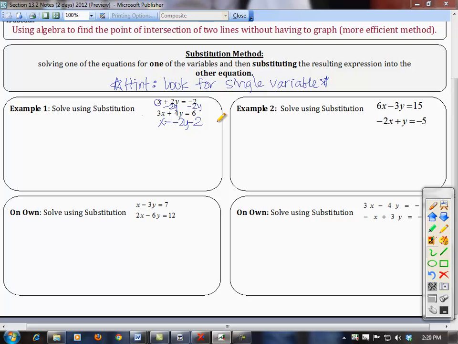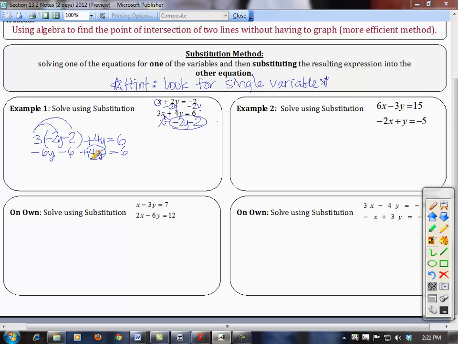Now what we're going to do is we're going to take this negative 2y minus 2 and we're going to plug it into the x in the other equation. So what I get when I do that is 3, and then here's where my x was, plus 4y equals 6. And where the x was, I'm going to put my circled equation in there, negative 2y minus 2. Okay? So I distribute and get negative 6y minus 6 plus 4y equals 6.